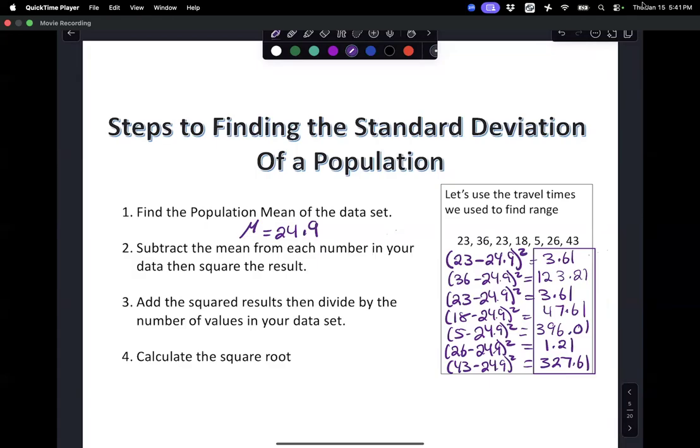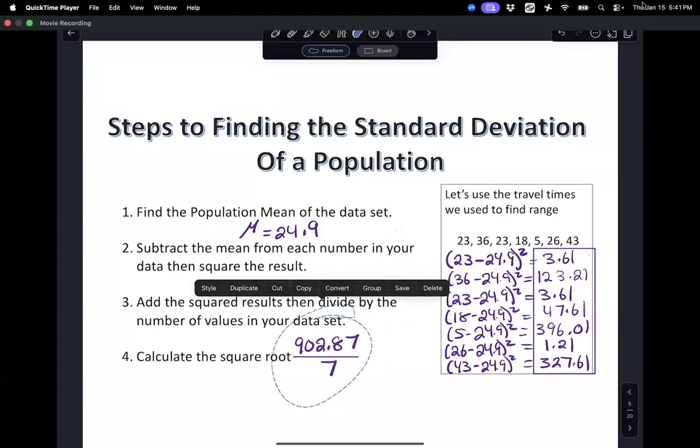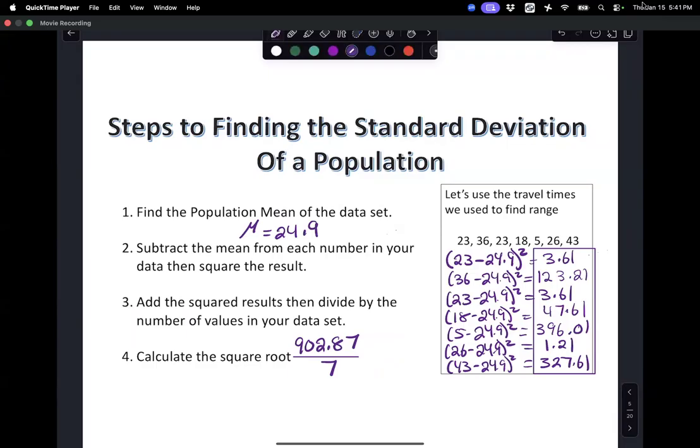902.87. Then I'm going to divide that. There are 7 numbers in my data set, so I'm going to divide it by 7. I'm going to give you a second so that if I made a math error, somebody can fix it before I dive further into this. Okay, divide that by 7. I said divide by the number of values in my data set. I have 128.98.